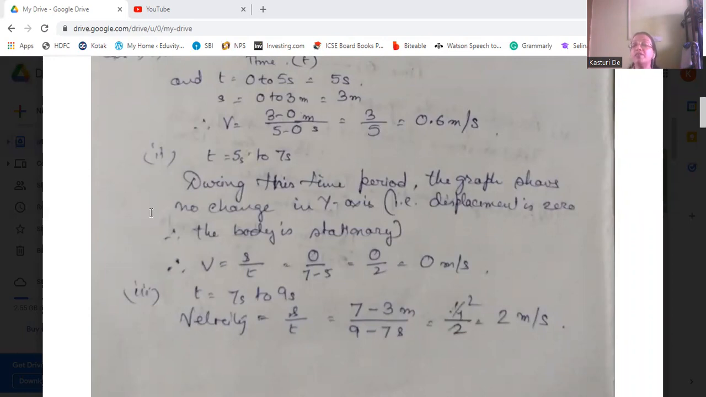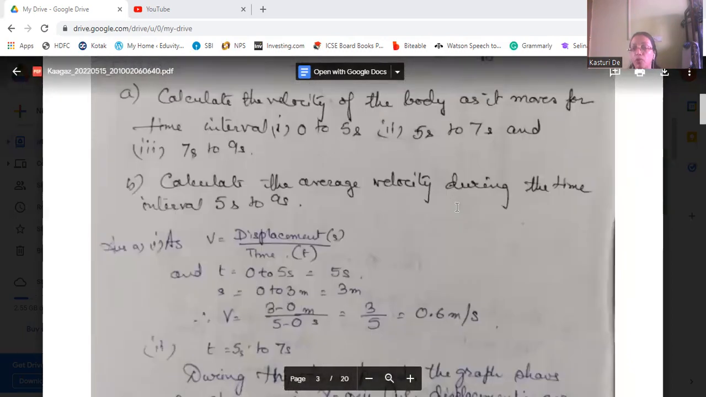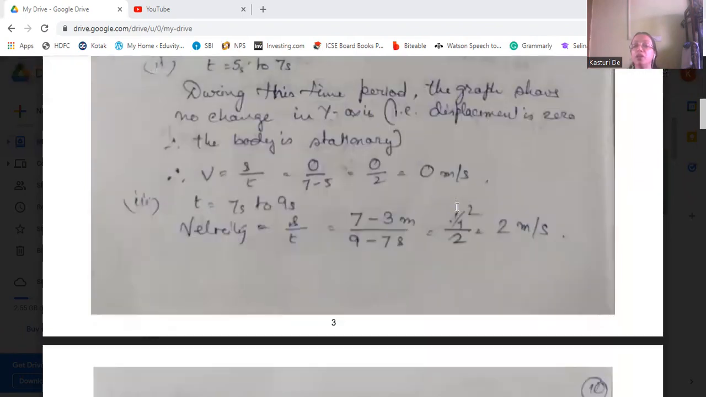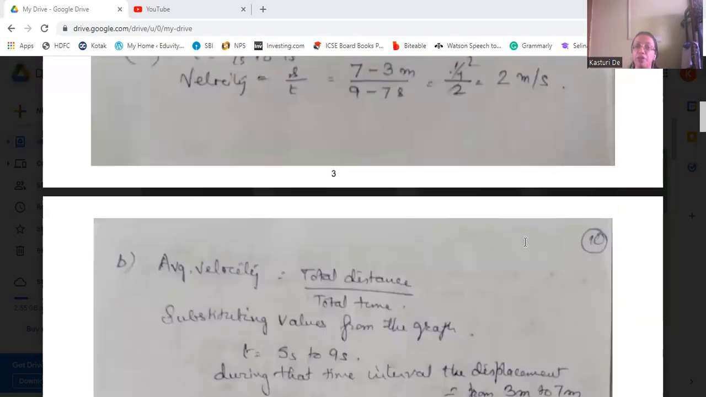Now when the time is 7 to 9 seconds, here the displacement is from 3 to 7. From the graph you can see it is rising from 3 to 7. So the displacement will be 7 minus 3, and the time taken is 9 minus 7. This will be 4 by 2, or you can say 2 meters per second will be the velocity.